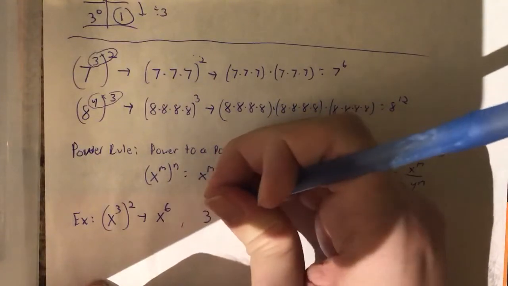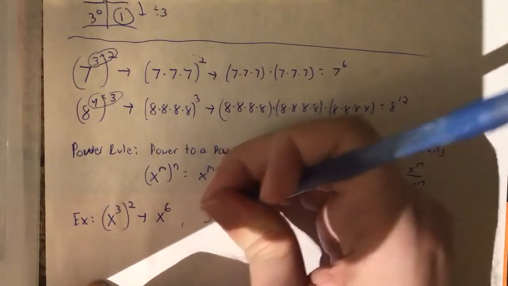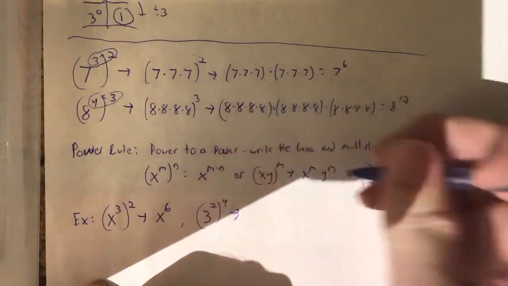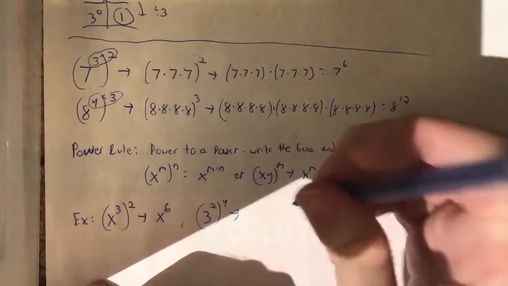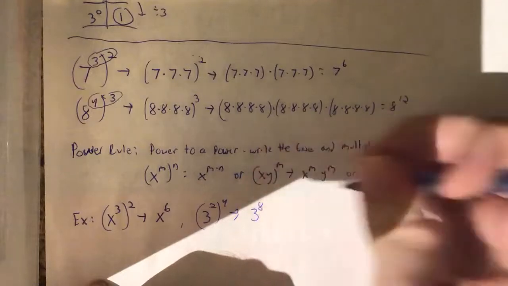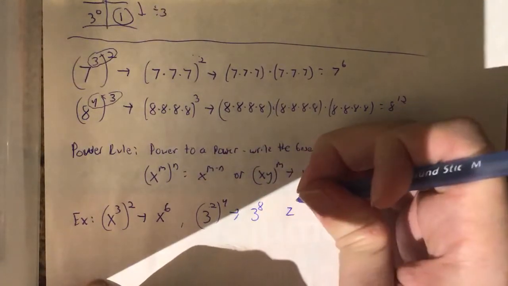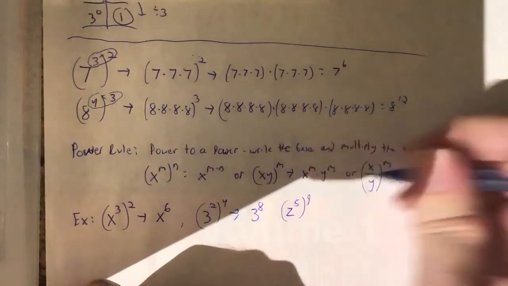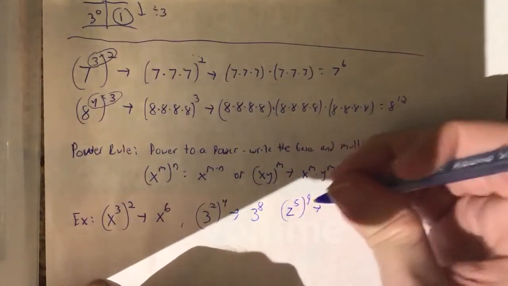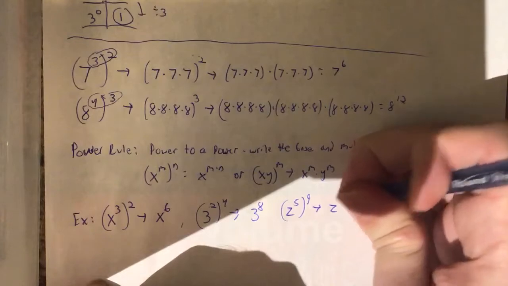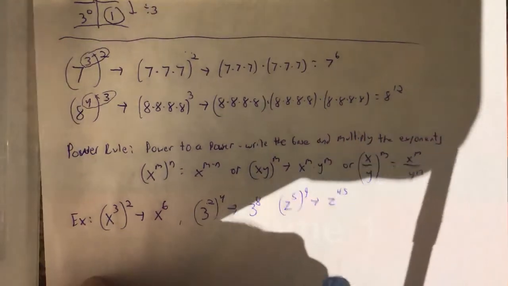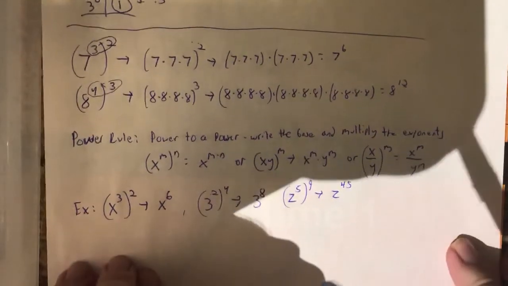Okay, next one. 3 squared to the 4th power. I just do 2 times 4. That's 8, so it's 3 to the 8th. And then I could also do z to the 5th to the 9th power. Just multiply the exponents. z to the 45th power. So those are some basic ones.